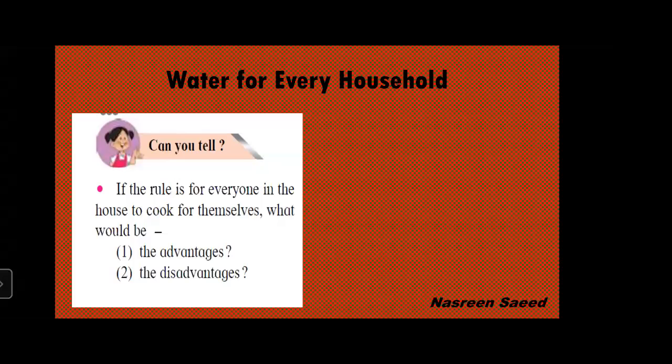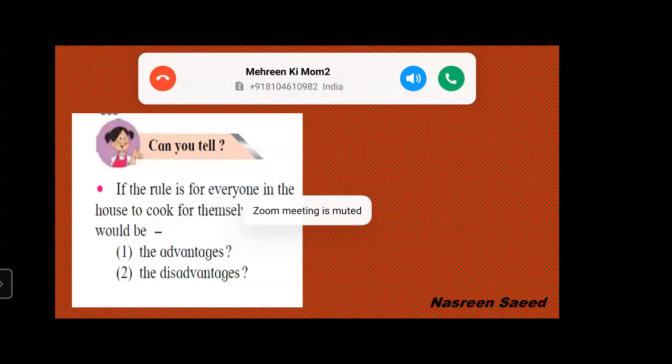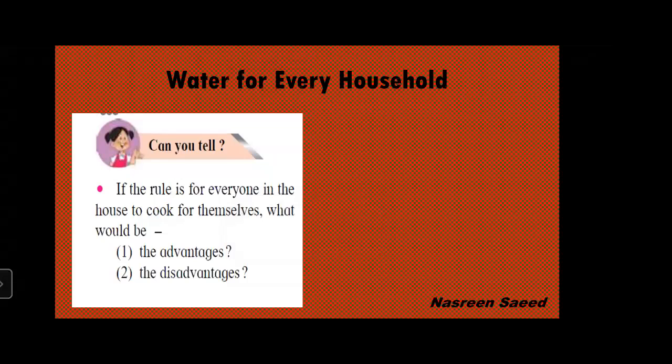We are getting different things for eating. The advantage is if different people cook in the house, we get different varieties in food.